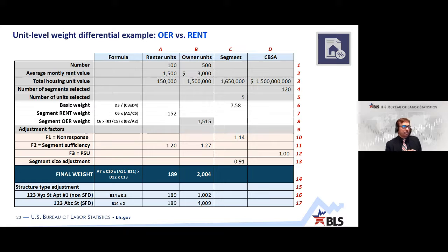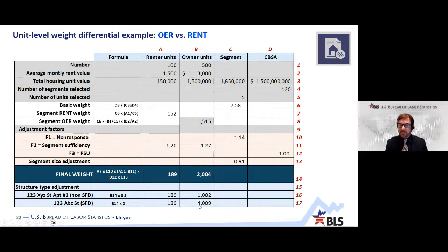But effective for that month, we did introduce the structure type adjustment to better control for the single family detached proportion of the segment. So I show 2 hypothetical housing units here at the bottom. One is an apartment in a high rise, so it's non-single family detached. So for the structure type adjustment, we will reduce its weight by as much as a factor of 0.5, and in this example, I'm making it 0.5. So its weight goes from 2,000 down to about 1,000, while the other unit, which is a single family detached unit, its weight can be doubled. No more than double, but it can be increased up to 2 times its previous weight. So in this example, the weight was 2,000. The structure type adjustment increased it by 2, to 4,000.